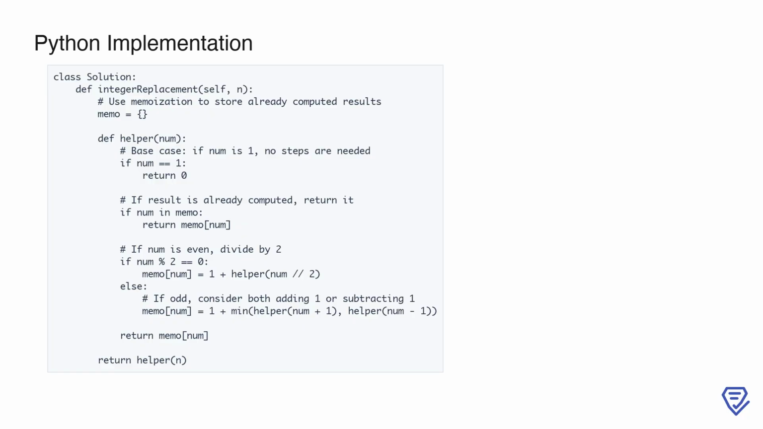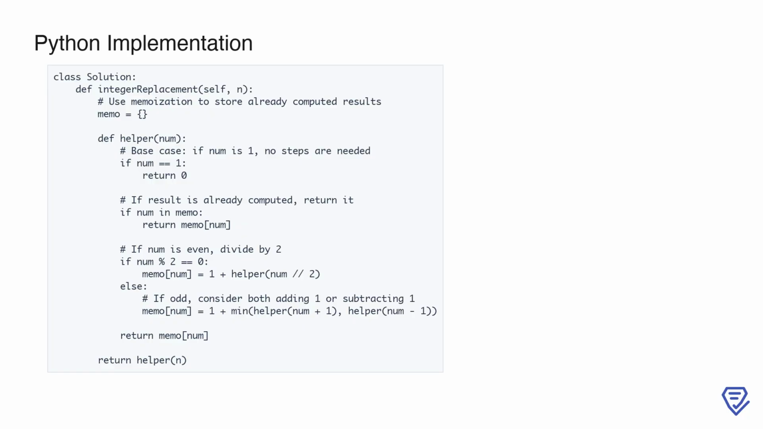3. Recursive case. Even numbers. If the number is even, the optimal choice is to divide it by 2, 1 step, and recursively solve the problem for number // 2. The result is stored in memo. 4. Recursive case. Odd numbers. If the number is odd, two choices are considered: adding 1 to make it even or subtracting 1 to potentially reach the next even number. The algorithm computes both options recursively and selects the one with the minimum steps. This ensures the most efficient path is taken.